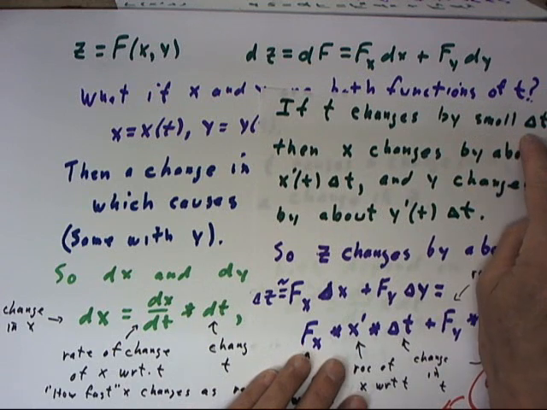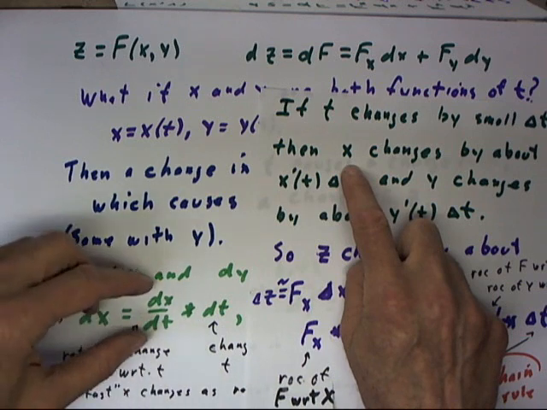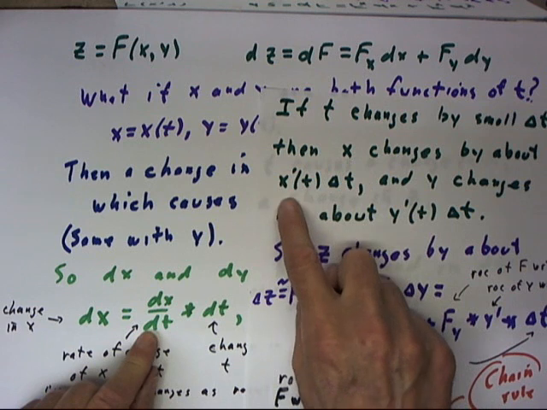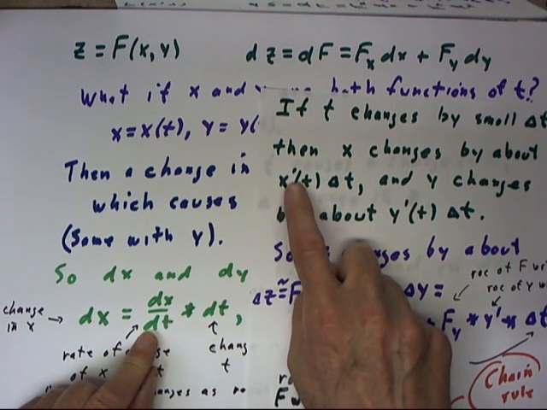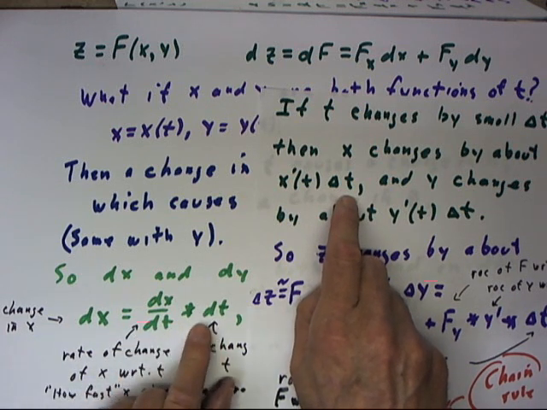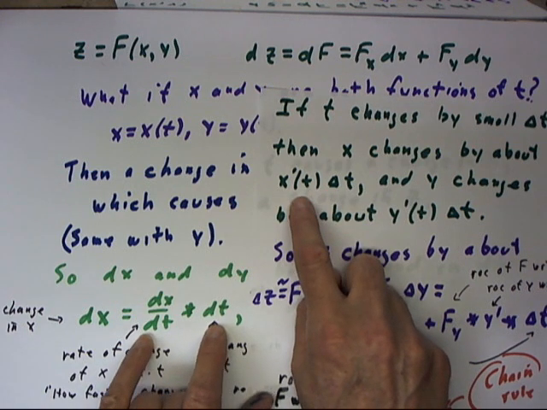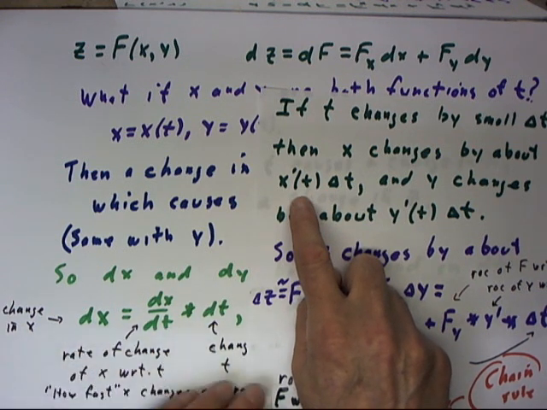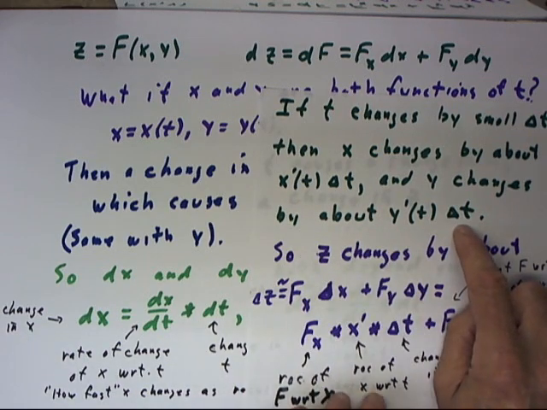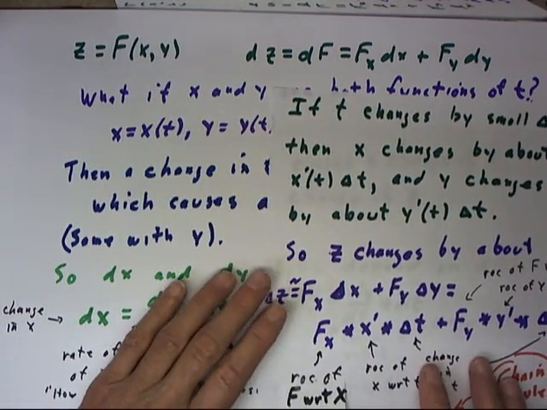If t changes by a small delta t, then by how much does x change? Well, x changes by dx dt times your change in t. dx dt we're going to write just as x prime of t, the derivative of x with respect to t. So x prime of t delta t is the same as this expression with slightly different notation, and that's going to give us a small change in x. And y changes by about y prime of t delta t, and that's of course very similar to this expression.